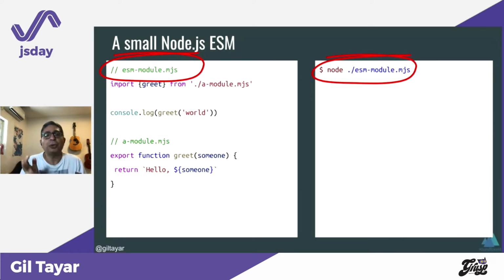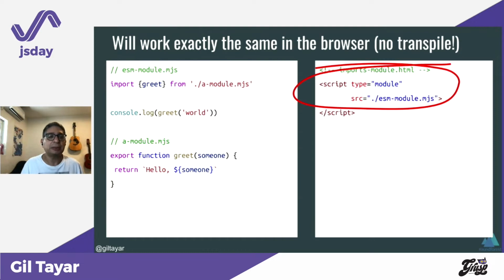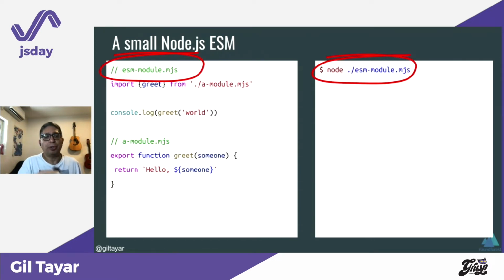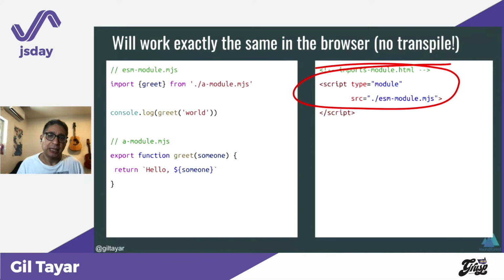Let's take a Node.js ESM module. It's a very simple module. You import greet from module.mjs, and you console log the function that is called, and it writes hello world. The other module exports a function greet, which returns hello world. Very, very simple. If you run it in Node, it'll work and write hello world. The beauty of it is that the same code, exactly the same code, will work in the browser.